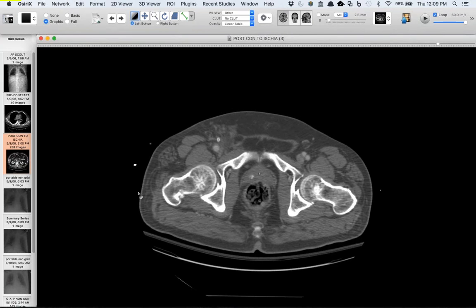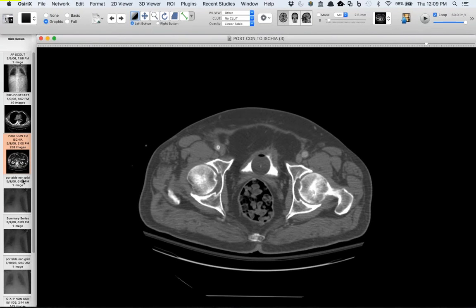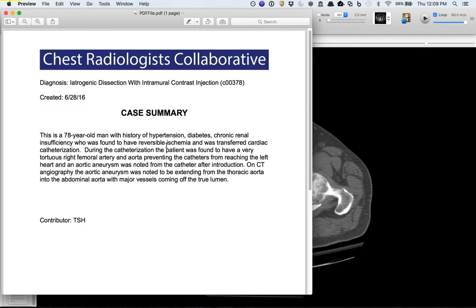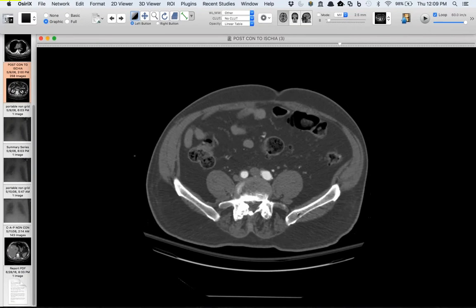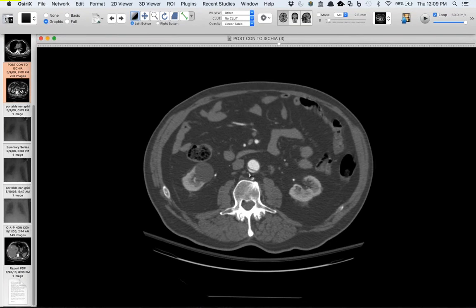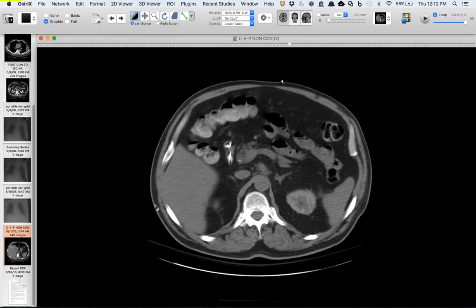And so the whole history of this is that they had attempted the catheterization, but were unable to pass the, they said very tortuous right femoral artery and aorta, preventing the catheters from reaching the left heart. And they noted an aneurysm. They didn't really give much more detail than that, but undoubtedly they ended up creating an iatrogenic dissection here and then running up their catheter in the wall of the aorta, which is when they injected.